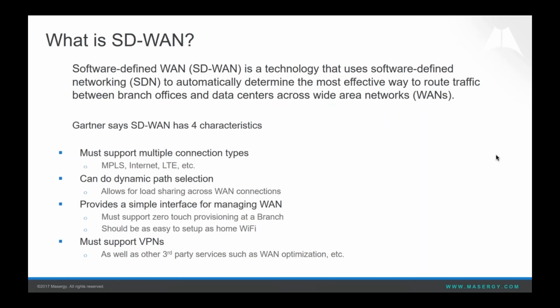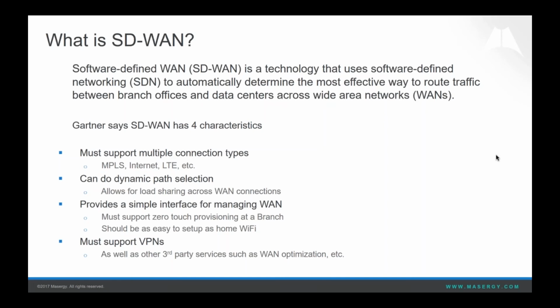That is where the SD-WAN is deciding, based on parameters that you set for packet loss, latency, and jitter, it's going to choose the best path to route your traffic between locations. The next characteristic is a simple management interface. It shouldn't be complicated, right?